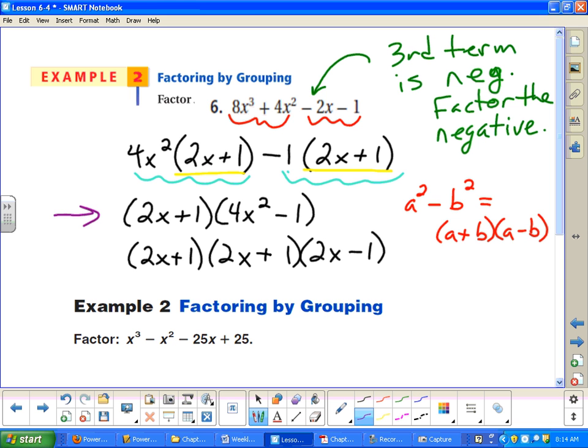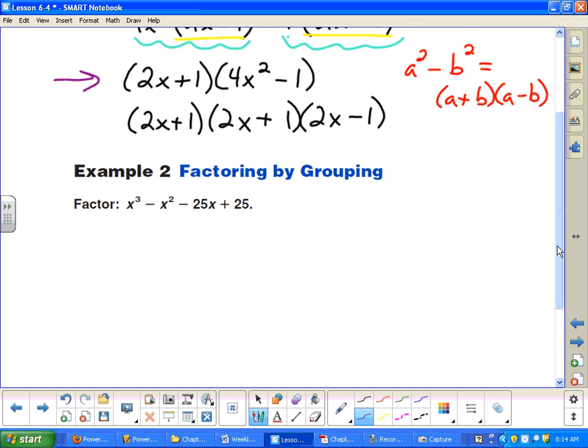Okay. So let's look at another example. Example 2 here says factor x cubed minus x squared minus 25x plus 25. So we look at it. There are four terms in descending order by 1, so we'll take the first two terms and the last two terms, and we'll factor them.